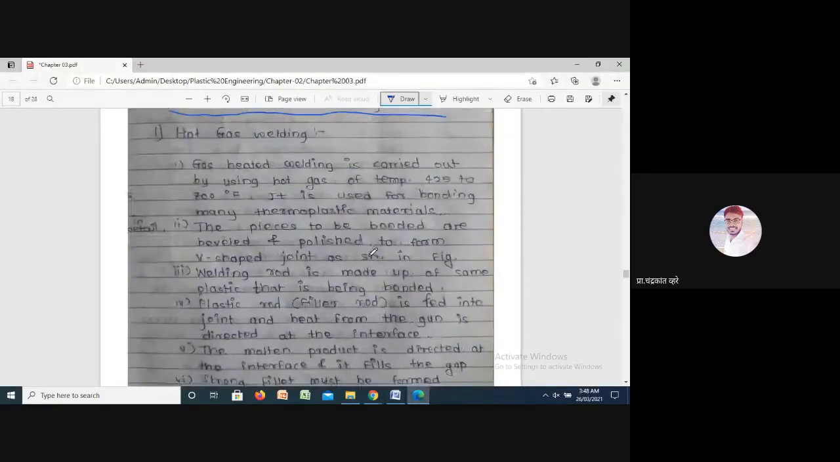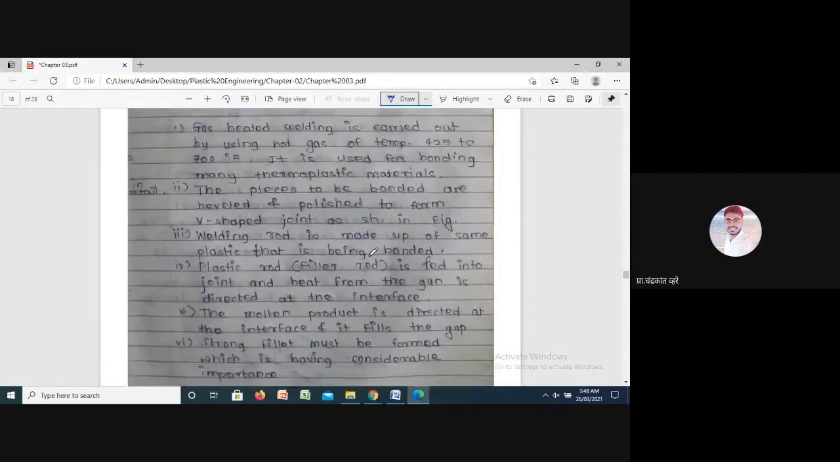Okay, so give the heading hot gas welding, and write down this. Write down this part fast. Write down up to this. Take a 2 minute time, and within the 2 minutes you have to write it fast. Complete it fast.